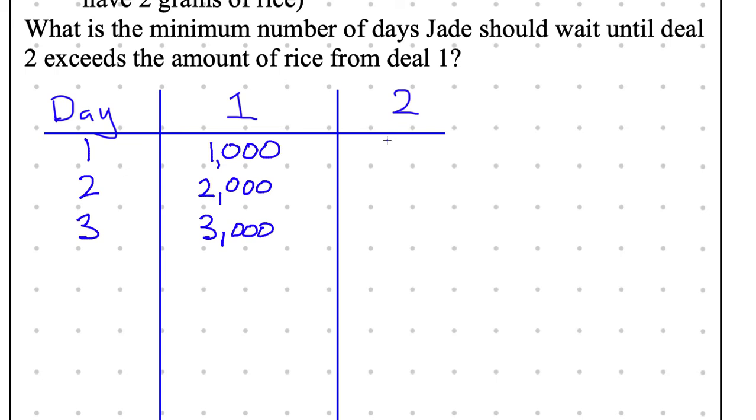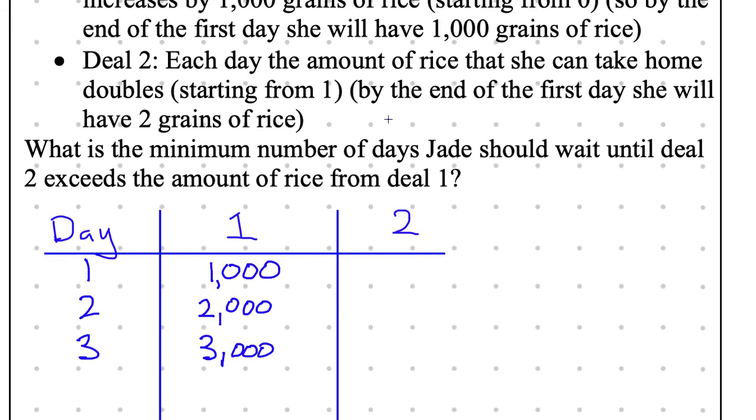So on day 3, it's going up by another 1,000, 3,000, etc. What about deal 2? So Jade, you get to double the amount of rice. So at the end of the first day, I'm just reading right here, you'll have 2 grains of rice. So 2, and that's going to double.